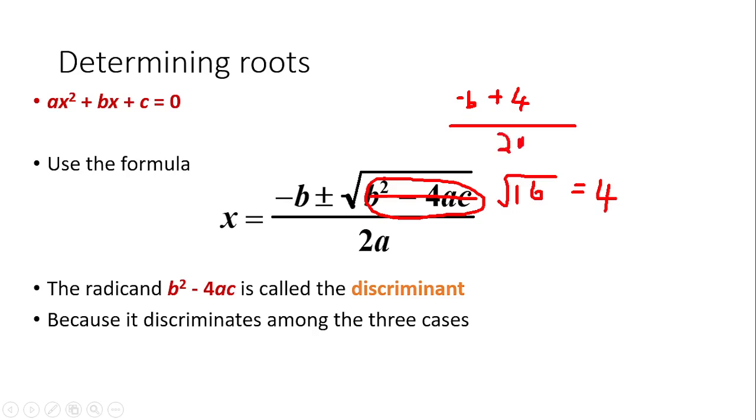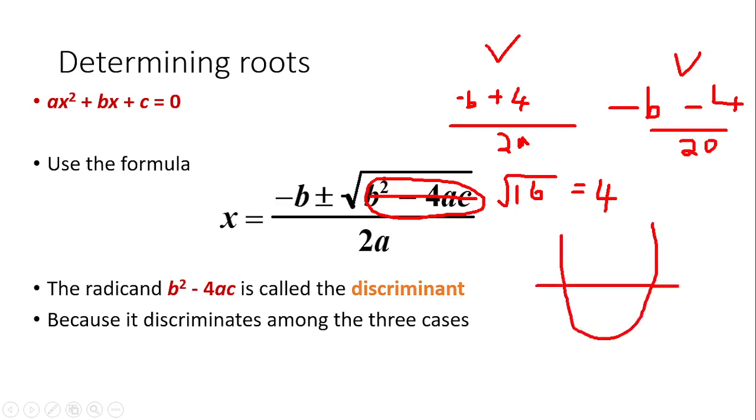What is the other possibility? Again minus b, then minus this 4, divided by 2a. This is the other possibility. So you get two distinct values. That is what I told you. The curve will touch the x-axis at two places. One is here, the other one is this term. So two places the curve will touch.